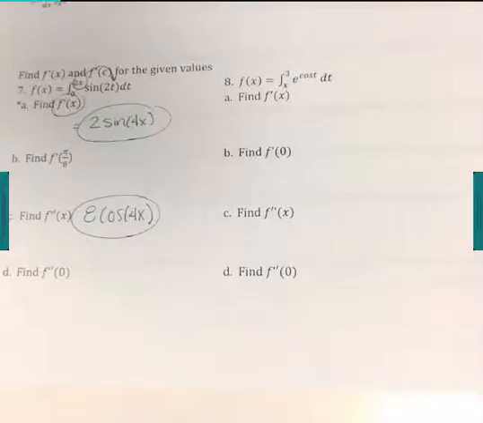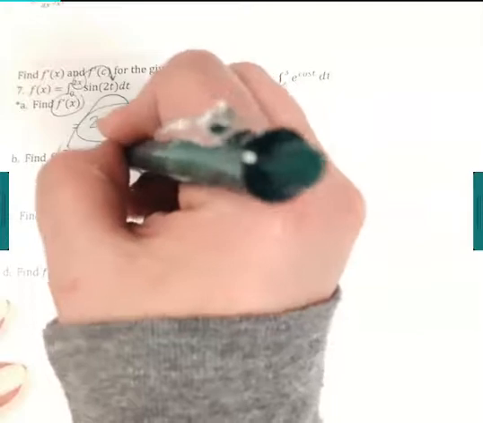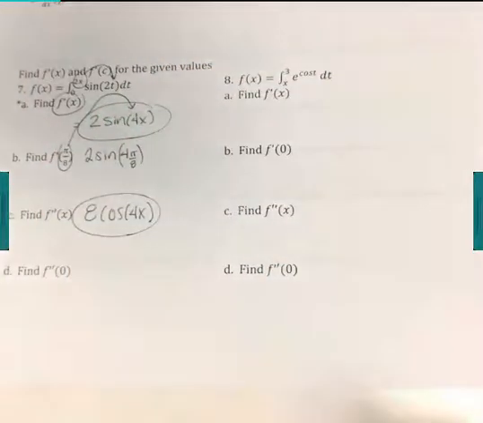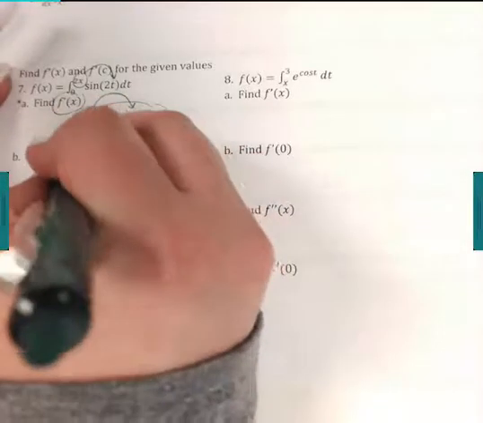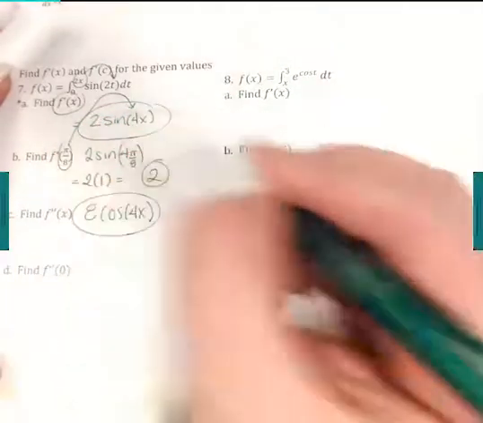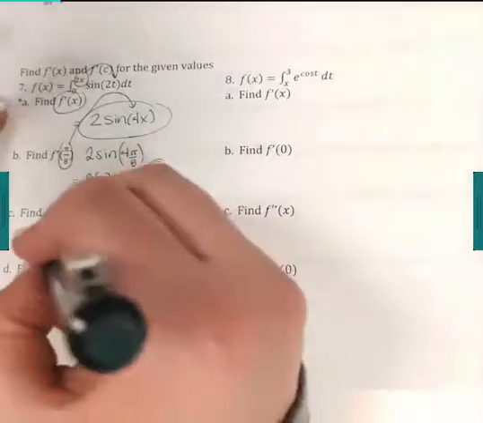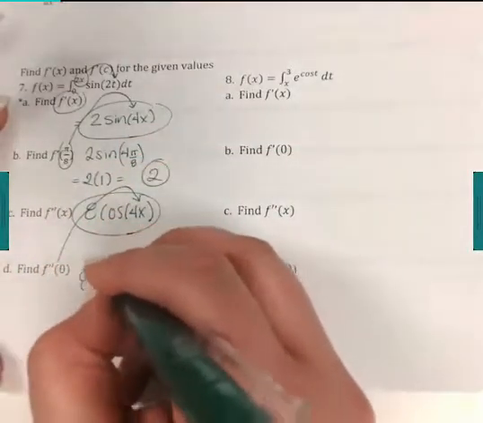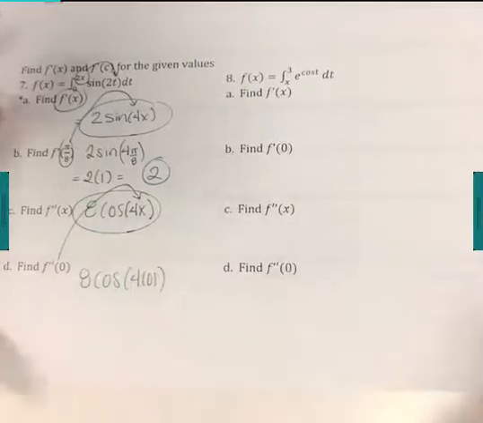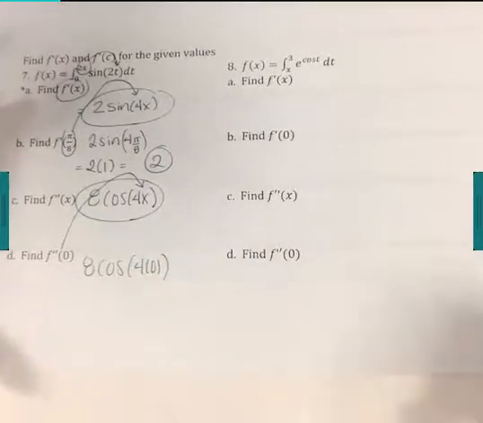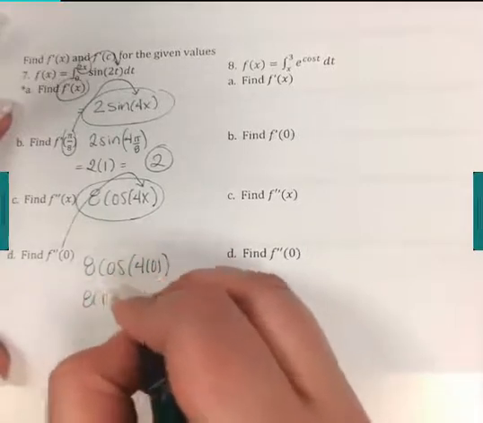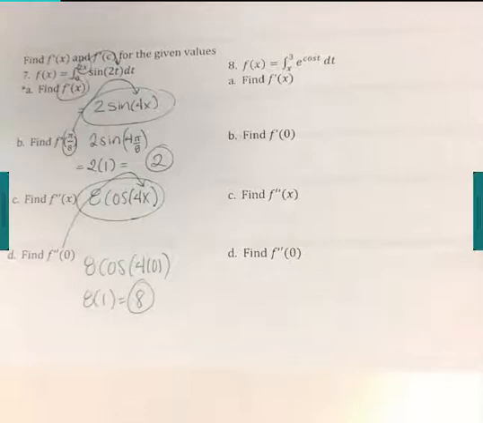When I plug in pi 8ths, careful on that one. Okay, pi 8ths is not a reference angle. But when I plug it in, what is 4 times pi 8ths the same as? That's really pi halves, and that's a reference angle. What is the sine of pi halves? 1. So it'd be 2 times 1, which is 2. Okay, next one I'm going to plug in a 0. 8 of cosine 4 times 0. Well, what's 4 times 0? What's cosine 0? So 8 times 1 is 8. Got it? Easy? A little bit?